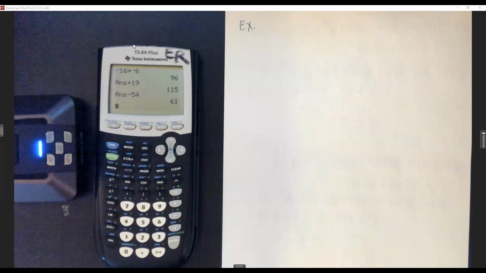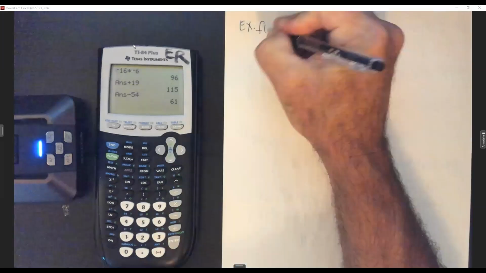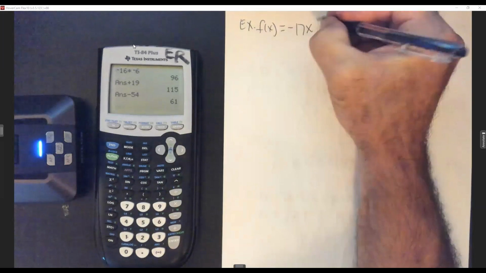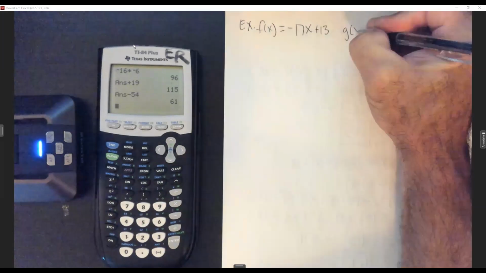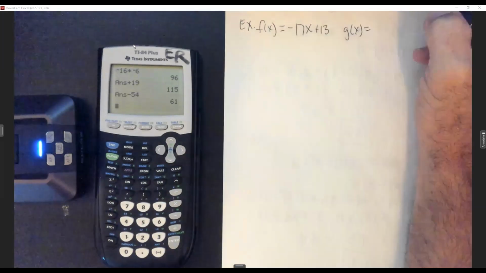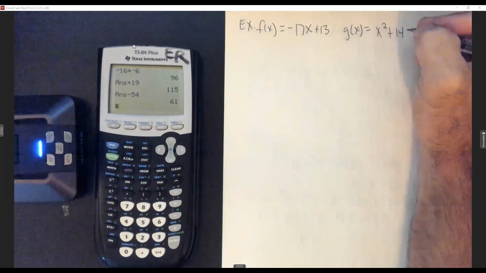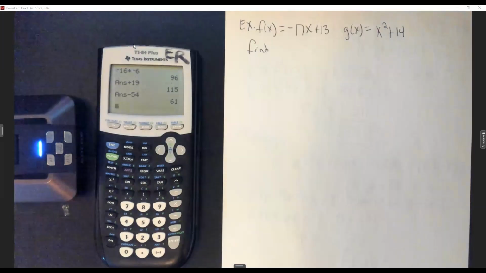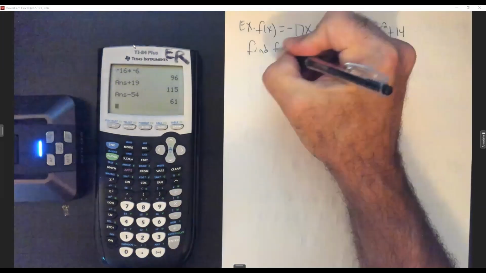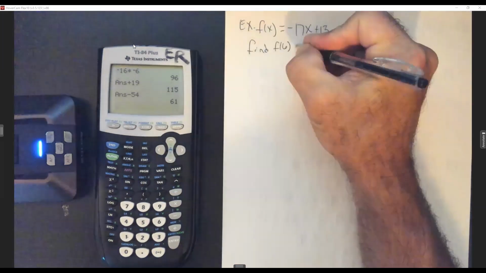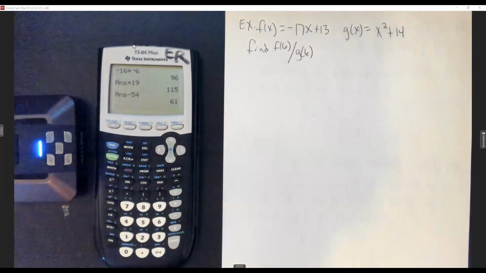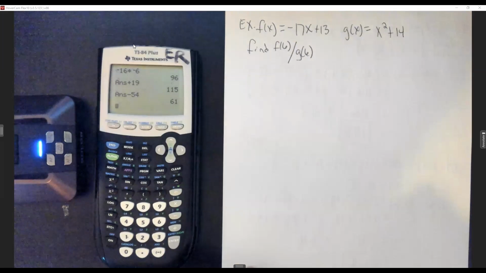All right, so let me try this one. I got f of x is going to equal negative 17x plus 13. g of x is going to equal x squared plus 14. We're going to find f of 6 divided by g of 6.